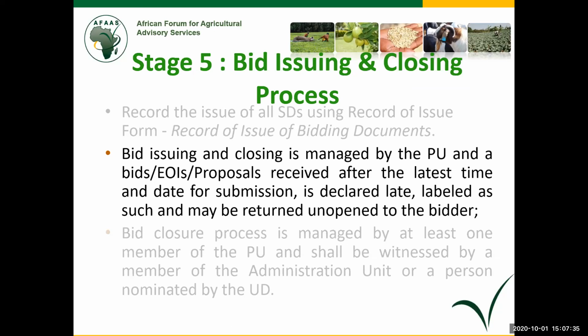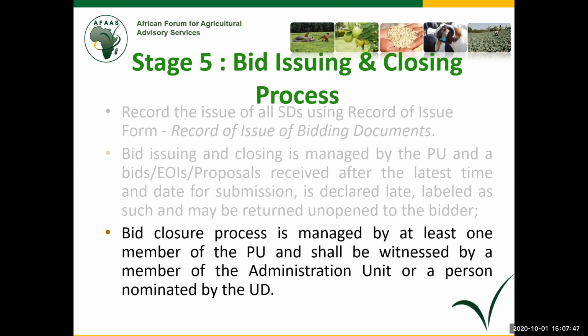And we disclose who the best evaluated or those that were successful at that stage when we are having contract signing. The bid closure process is managed by at least one member of a procurement unit and shall be witnessed by another member of the administration unit or a person nominated by the user department. So at country level, I am thinking that a focal person should have at least another person to witness, depending on their structure, maybe a program assistant or so, such that there is some element of transparency.